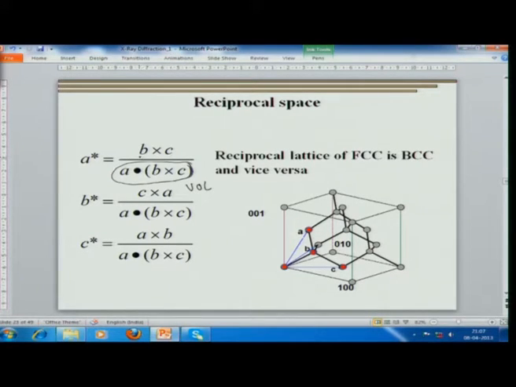In the case of a cubic lattice, my A star is parallel to A, but it is not a necessary condition, and for other lattices this condition may not be true. So, this is true only for cubic.